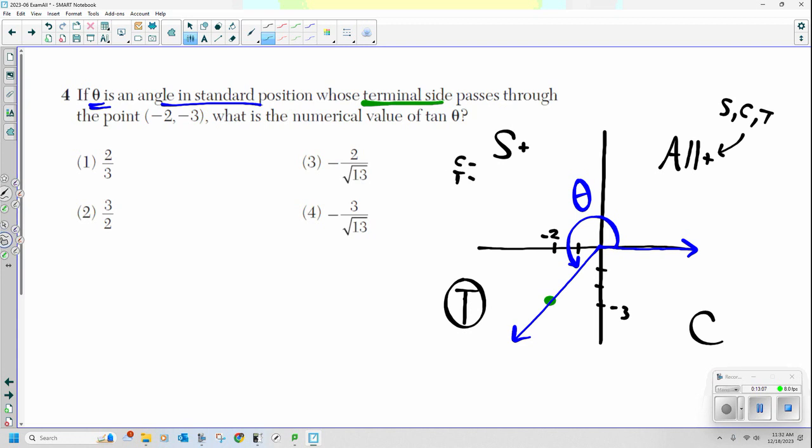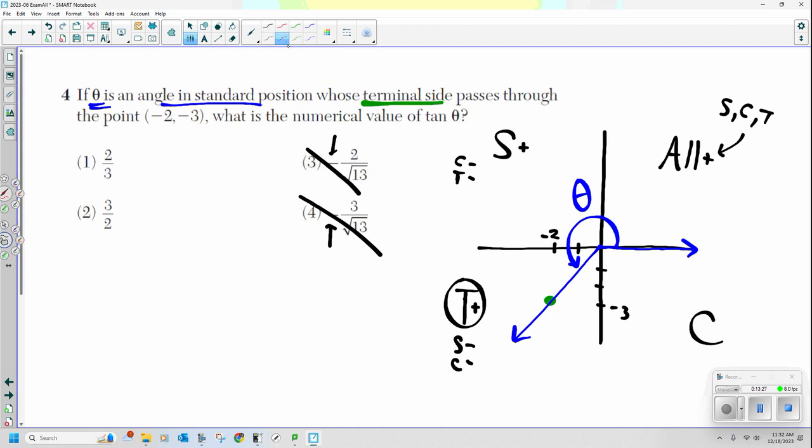Ooh, look, tangent is positive here. That means sine and cosine are negative. And this is the quadrant I'm in. So my answer should be positive. It can't be choice 3 or 4 because they're negative. So at this point, even if I'm guessing, I got a 50-50 shot. But let's actually calculate it out.